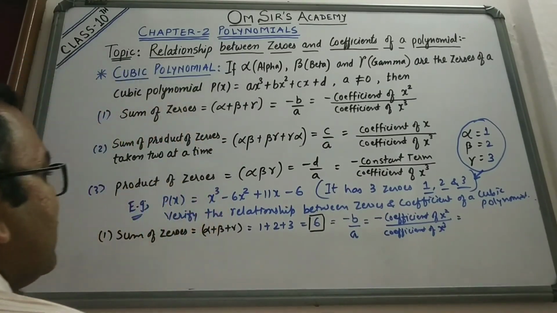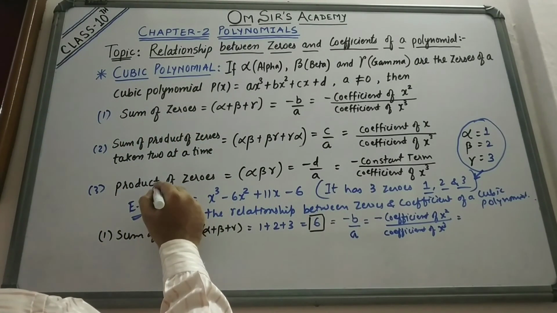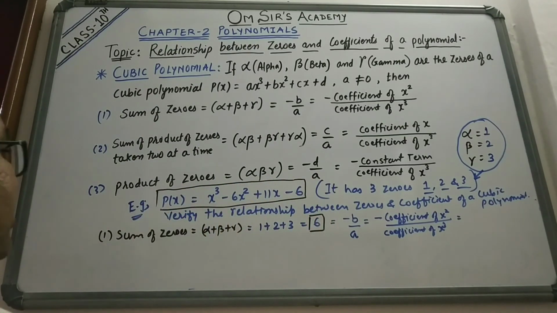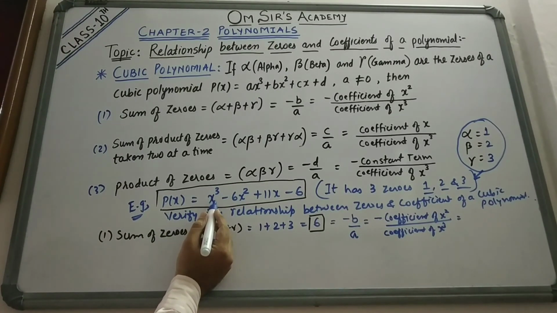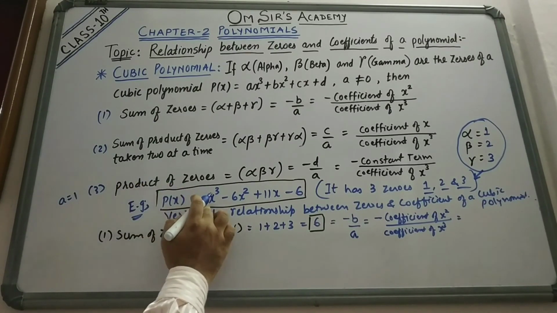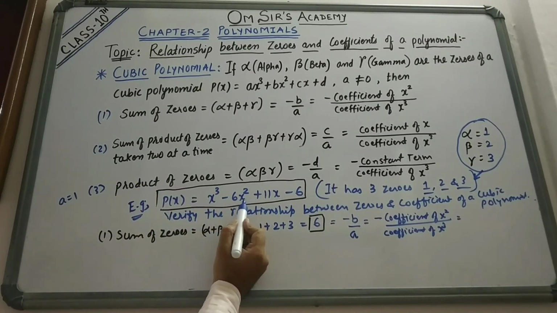Okay, so here this was my cubic polynomial, right friends? According to this cubic polynomial, what is my a? The coefficient of x cube. So what was the value of a? A was 1.